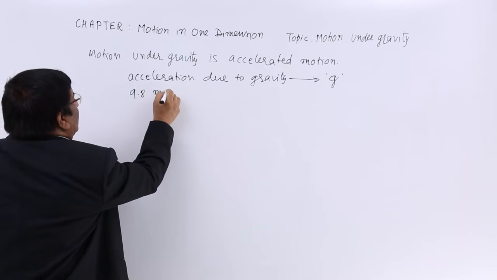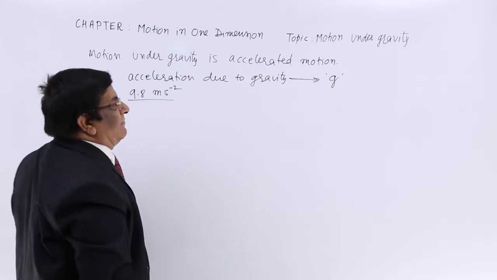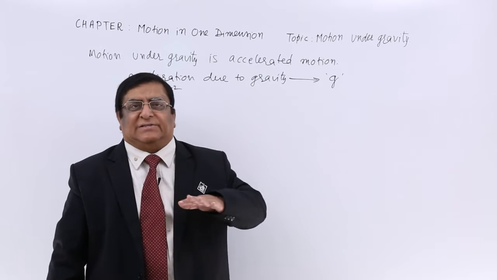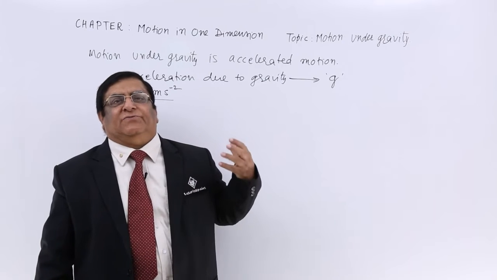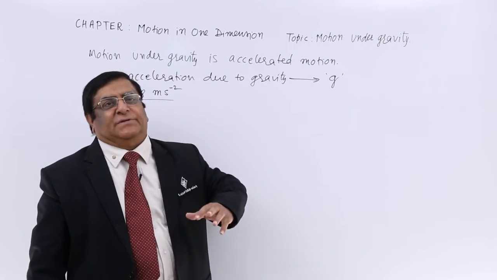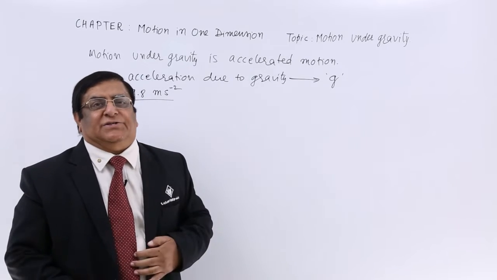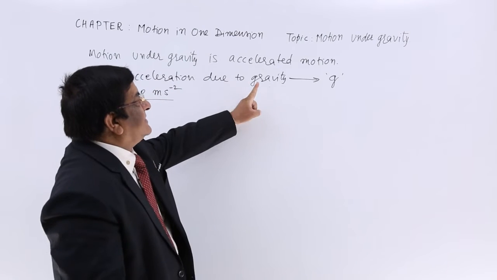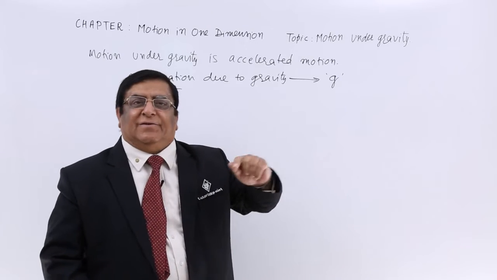Its value is 9.8 meter per second square. It is an approximate value. This is on the surface of the sea, at sea level. Then at different positions this value keeps on changing, and you will study that after a few chapters. We have a complete chapter dedicated to its variations and its values. But here, because it is an acceleration, we study it under accelerated motion.